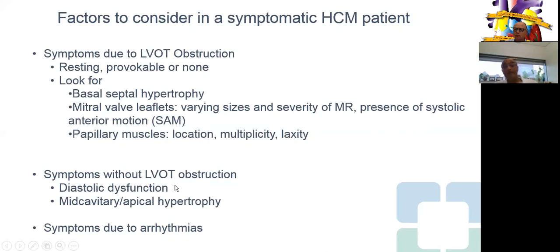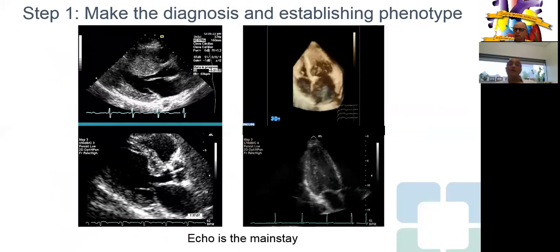Sometimes symptoms may be due to LVOT without LVOT obstruction, due to diastolic dysfunction, or often in cases with apical hypertrophy. And very often you see patients with syncope or pre-syncope, which could be due to arrhythmia. So it is important to have an understanding of these. Atrial fibrillation is another common scenario where patients get very symptomatic in this context. So step one is clearly to make a diagnosis and establish a phenotype.